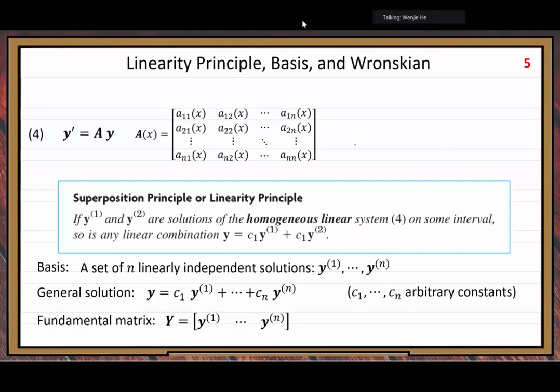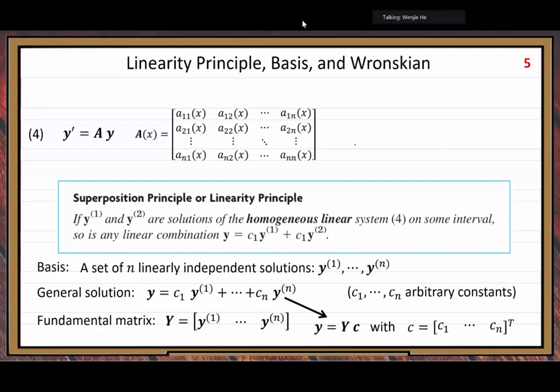Just some basic concepts. Then, after we have this fundamental matrix concept, the general solution Y can be represented as capital Y times C vector. Here, boldface C means a vector, right? These C1, C2, these coefficients, not boldface, so they are scalars. So here, the C vector is a column vector.